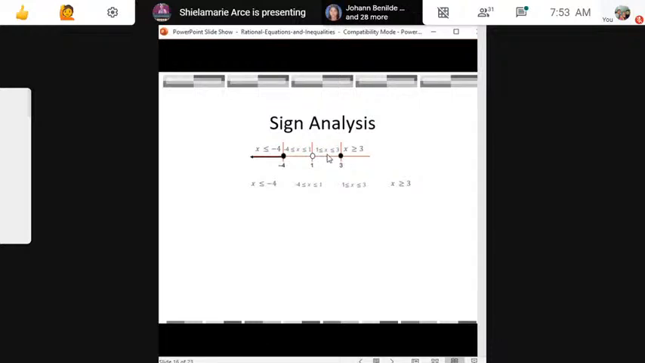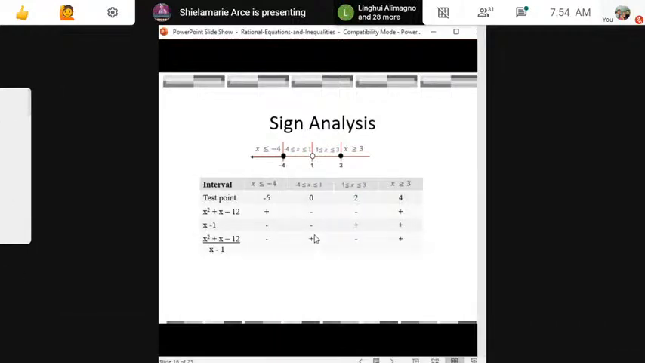Pero mamaya, this method naman po yung tinatawag natin na sign analysis. Without finding the value, just the sign of nung numerator and denominator ninyo, yun po yung hahanapan natin. Okay po? Paano po yun? So yan po yung naging table natin.